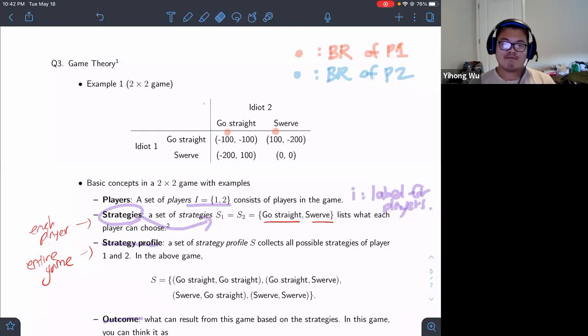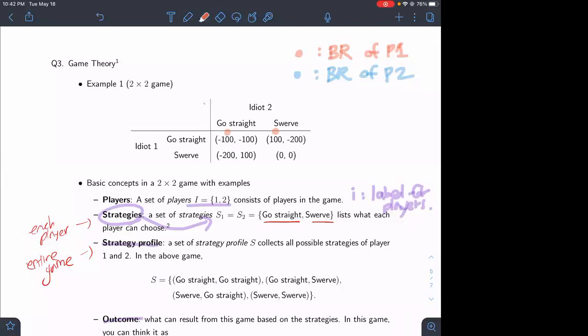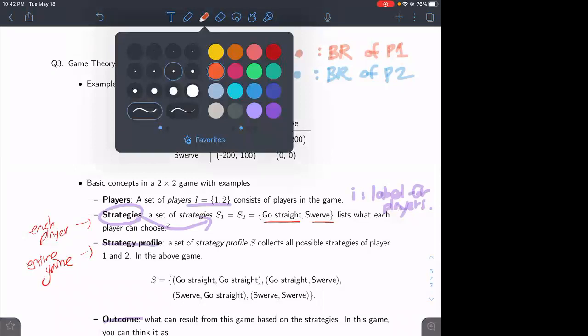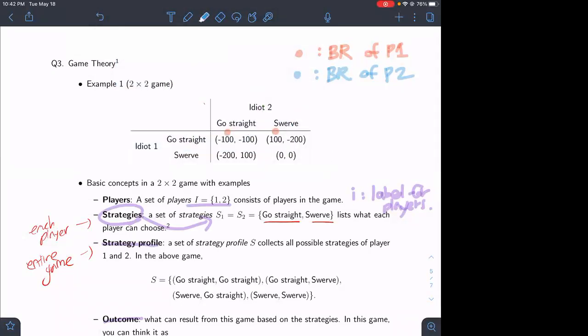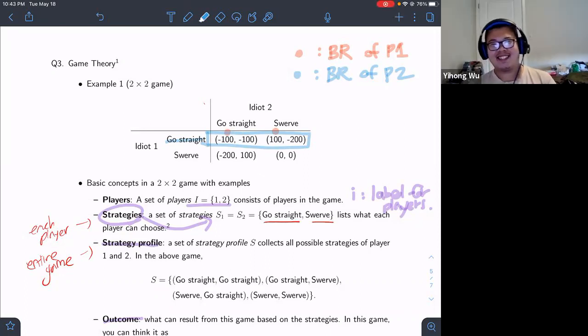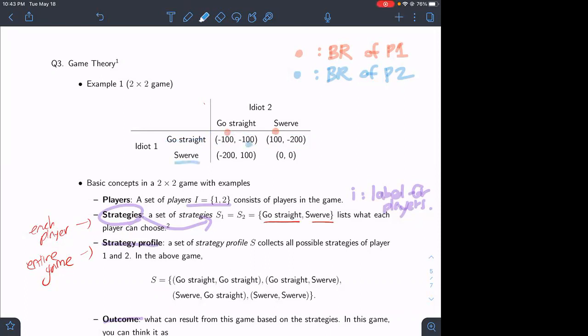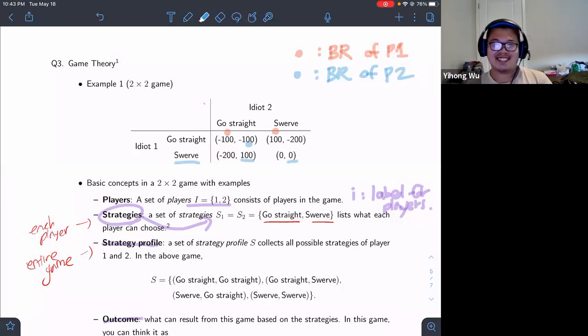Very good. So we can do it the opposite way: the best response of player 2, using color blue. Suppose that idiot 1 goes straight. So we're focusing on this row here. Then what should idiot 2 do? What is the best response? Still go straight, very good. And if idiot 1 swerves, which one gives the highest utility, or higher utility? Go straight. Very good, go straight.